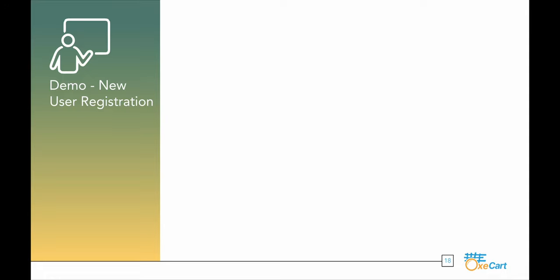In this demo, I'll show the user registration flow. A user could either be a farmer or a buyer, but the process is pretty similar. Let's get started.